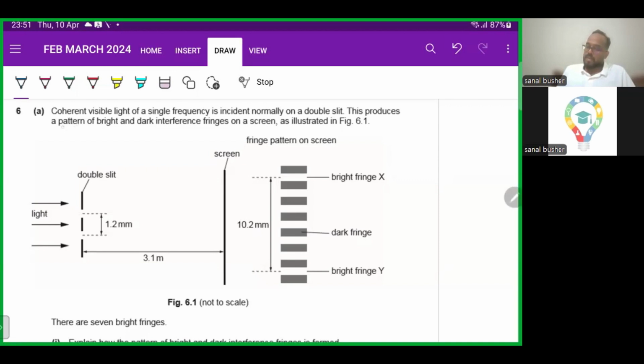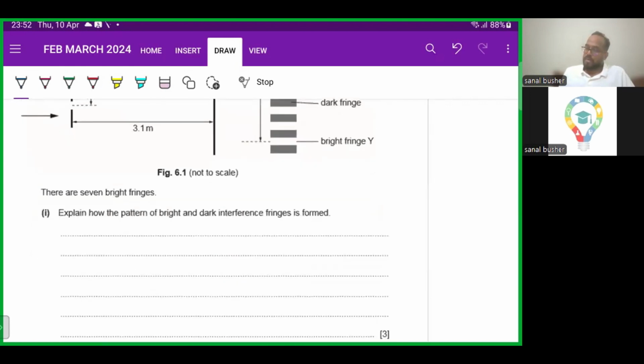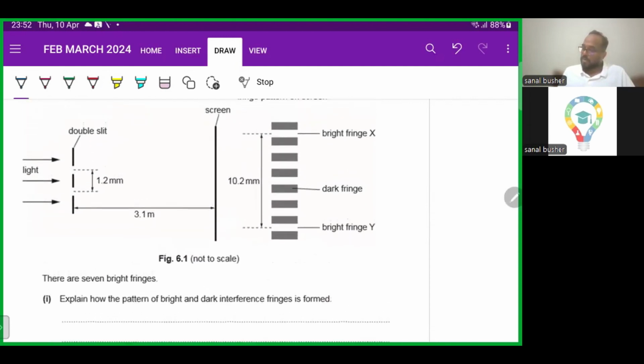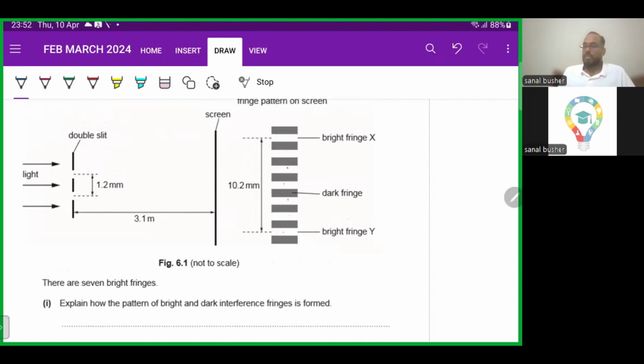Next question. A coherent source, okay, a coherent visible light of single frequency is incident normally on a double slit that produces a pattern of bright and dark interference fringes on a screen illustrated in this figure. So you can see that a double slit is illuminated with a light, and there is an interference pattern formed on the screen. So all the values are given. The question is, there are 7 bright fringes. What is that? 1, 2, 3, 4, 5, 6, 7 bright fringes are there.